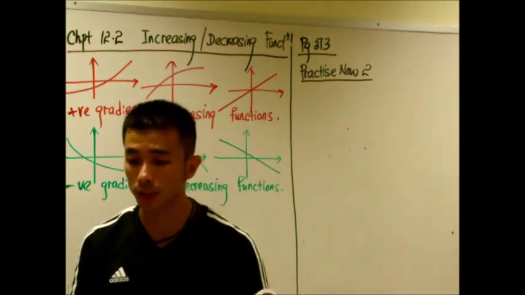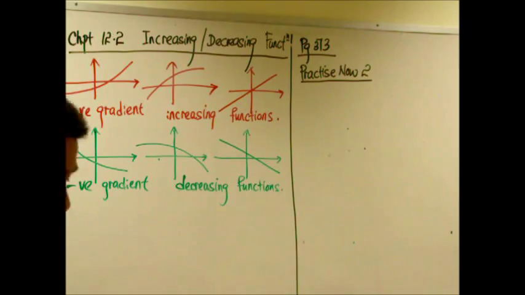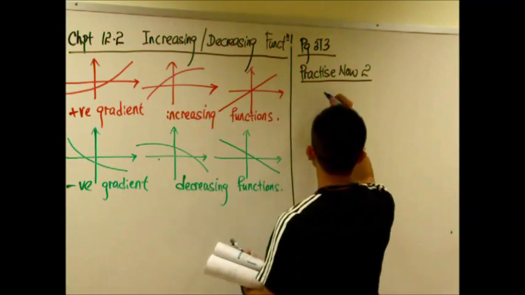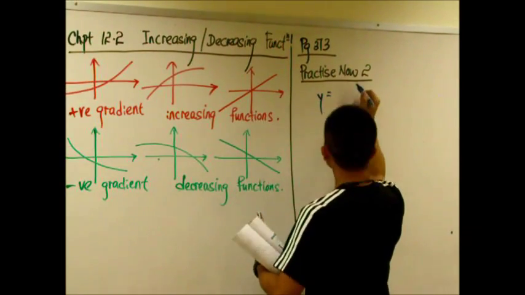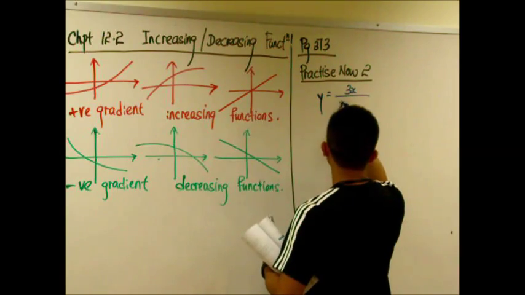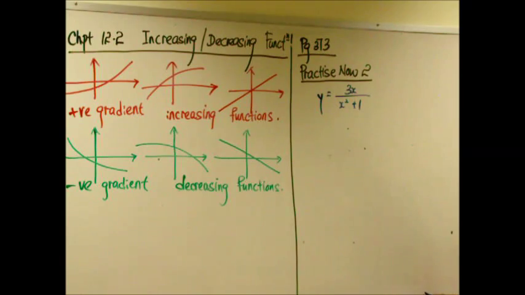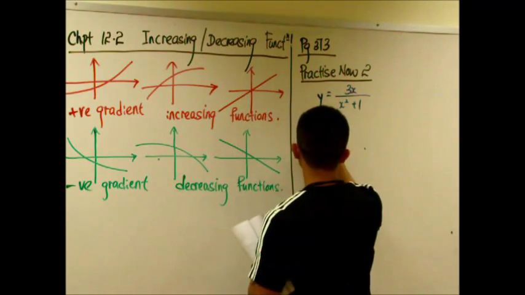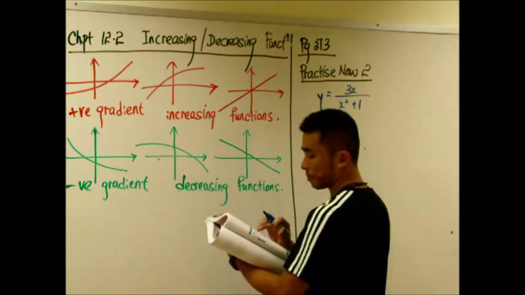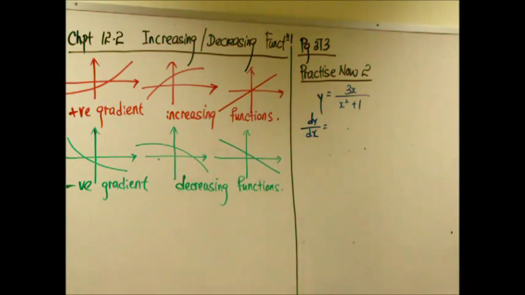Okay, let me summarize for you. Alright, the function has been given: y is equal to 3x over x squared plus 1. They ask you to find dy/dx. In the last unit, we have learned that dy/dx is also known as the first derivative. Okay, so let's do that now.